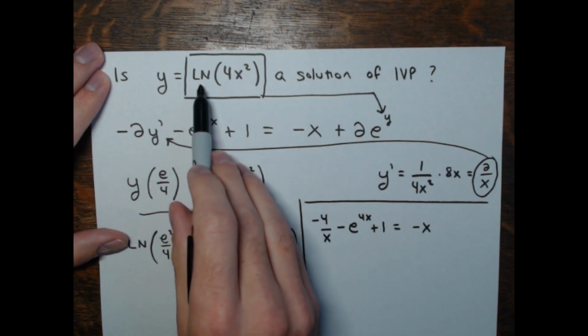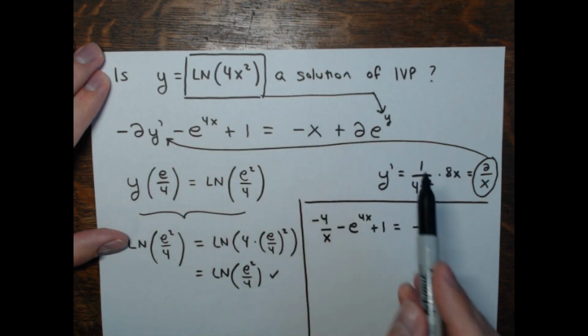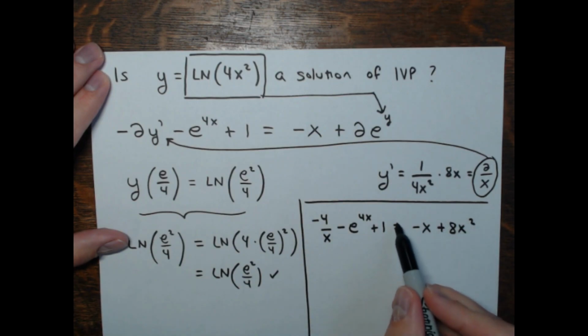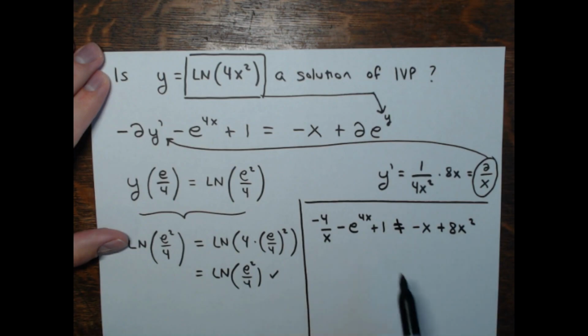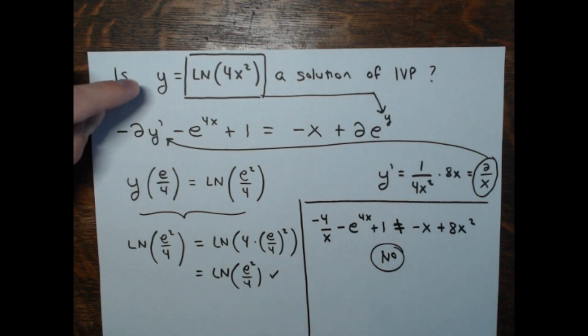Remember, e to a natural log, they undo each other, so I'd be left with 4x squared. So this is just 2 times 4x squared. That's plus 8x squared. And yeah, these are not the same expression for any x, right? They're not the same value. So no. All right, the answer this time is no. The function we were given is not a solution of our initial value problem.